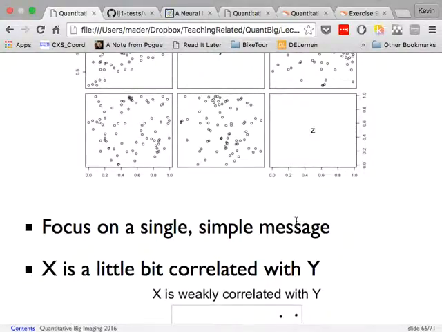You want to focus on a single, simple message. What's the one major thing that you're trying to show? Because if you're trying to show that X and Y are correlated, but Y and Z are not really correlated, and Z has a quadratic nature, and X is linear, then you can make your graphic quite messy. It's much easier if you have one or two simple messages that you're trying to focus on.